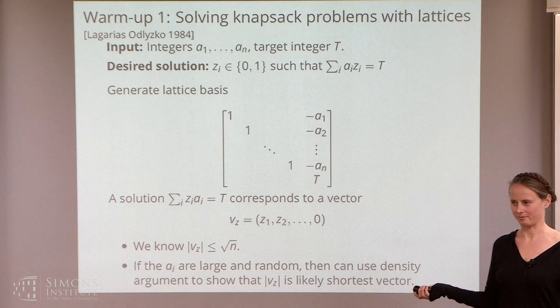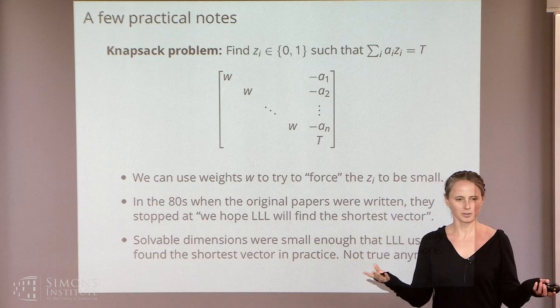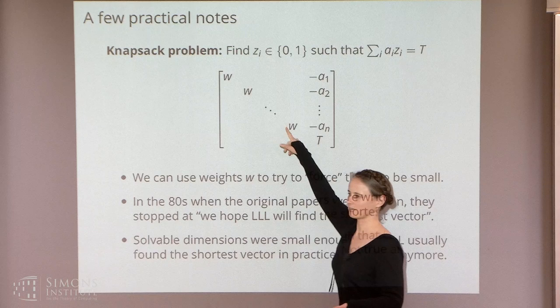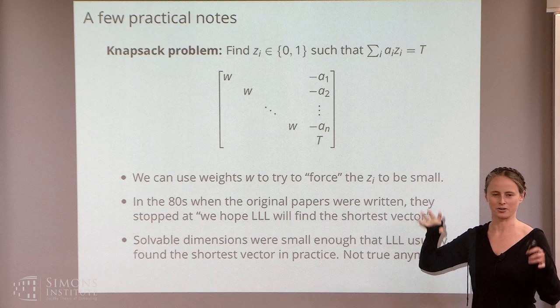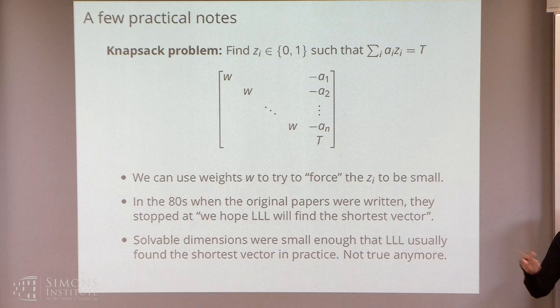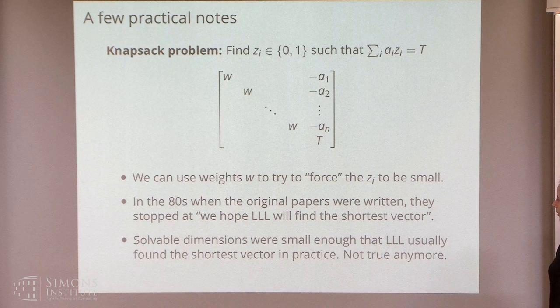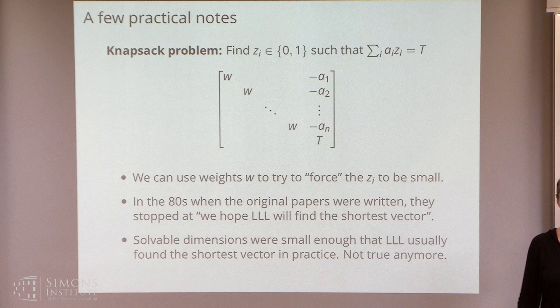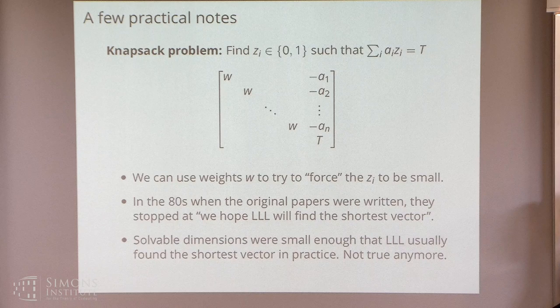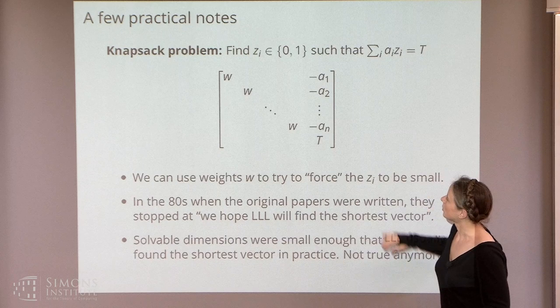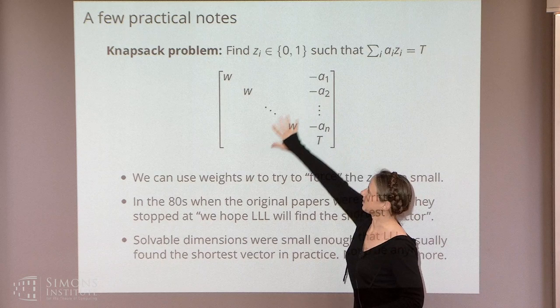So there are a few things that you can do to soup this up, because it doesn't work super well in practice when you actually try to run it. You can do things like put weights on the diagonal to try to force these ZIs to be small, rather than arbitrary integers that the lattice reduction algorithm happens to like. In the 1980s, we've heard this a couple of times, when the original papers were written, they stopped at what we hope LLL will find, the shortest vector, because they were running it on super tiny instances where LLL did find the shortest vector. In practice, of course, more advanced versions of this are the lattice-based crypto that we're using now, so obviously there's something here. This is not true anymore, but for small lattices, this does work.